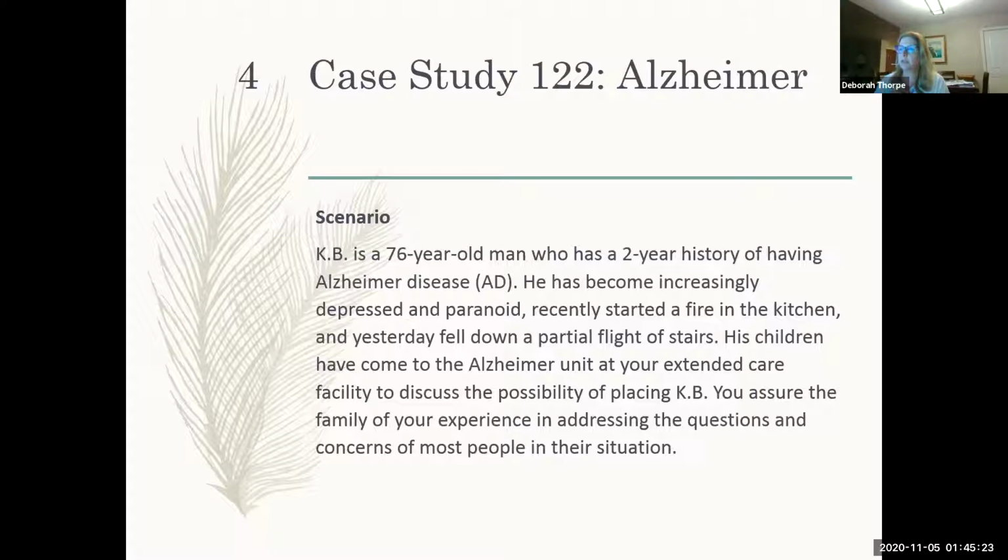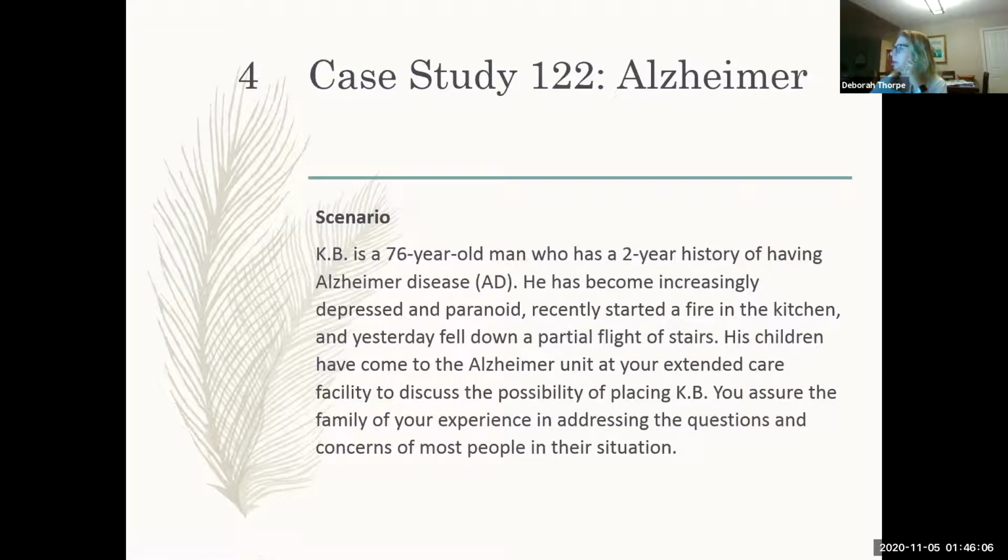So this case study goes around KB. He's 76 years old and he has a 2-year history of having Alzheimer's disease. He has become increasingly depressed and paranoid, and recently started a fire in his kitchen and fell down a partial flight of stairs yesterday. His children have come to the Alzheimer's unit at the extended care facility to discuss the possibility of putting him in the Alzheimer's unit. You assure the family of your experience in addressing the questions and concerns of most people in their situation.